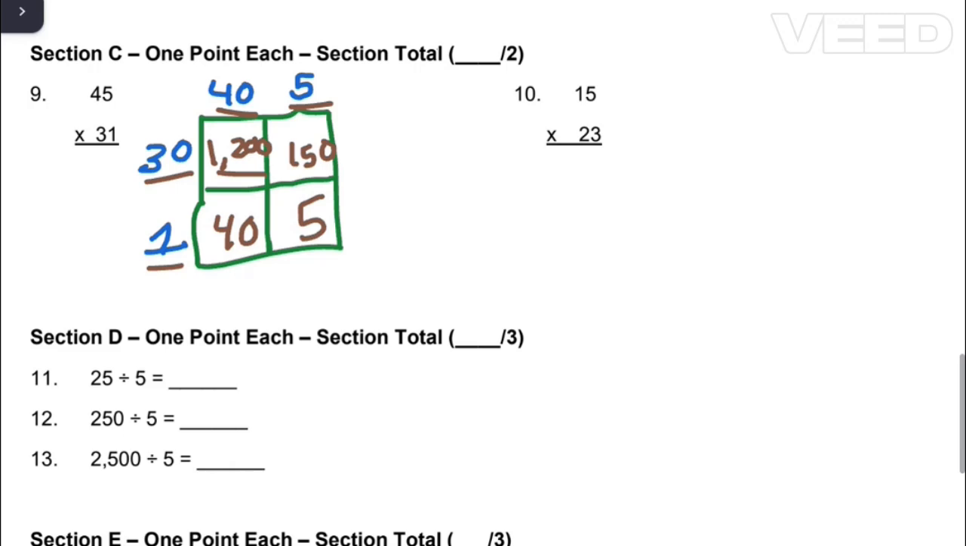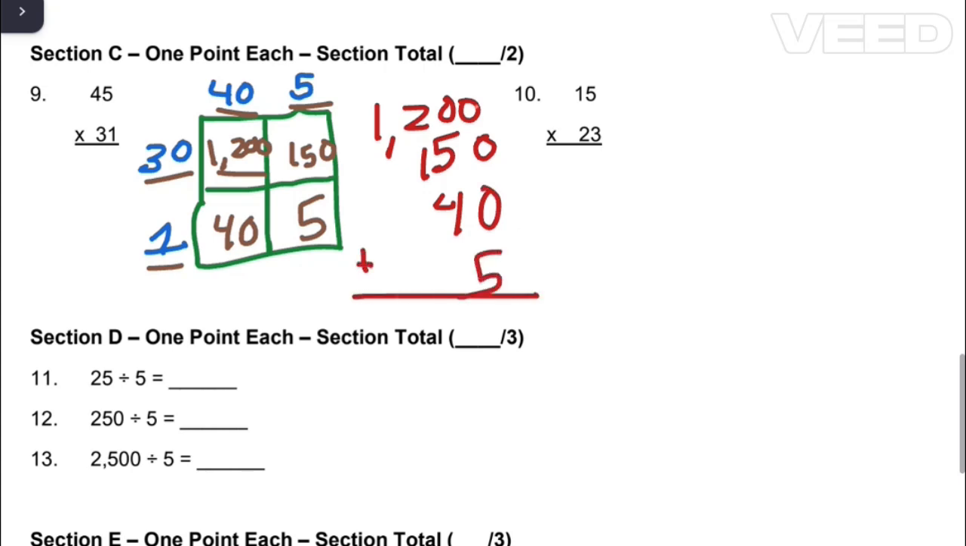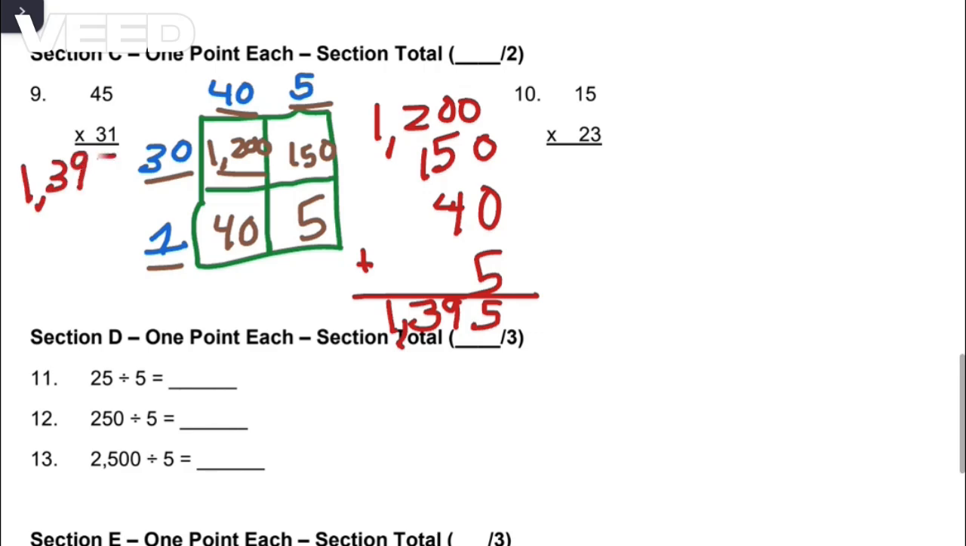We add all of these numbers up. Okay? So we'll have 1,200 plus 150 plus 40 plus 5. Notice I lined up my digits by place value. 0, 0, 0, 5, it's going to be 5. 0, 5, 4, well, 5 plus 4 is 9. 2 plus 1 is 3, and 1 plus nothing is 1. Comma, zeros on there. 1,395 is our answer. Okay, let's look at the next problem and solve it the exact same way.